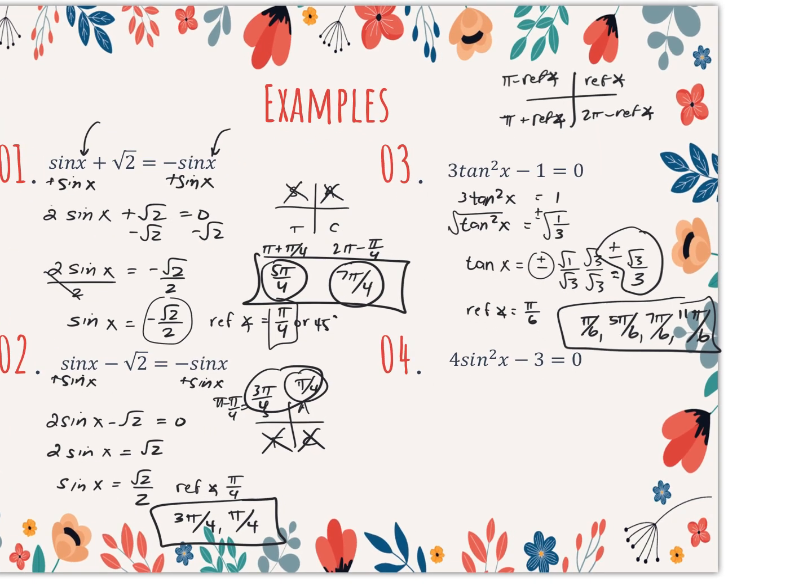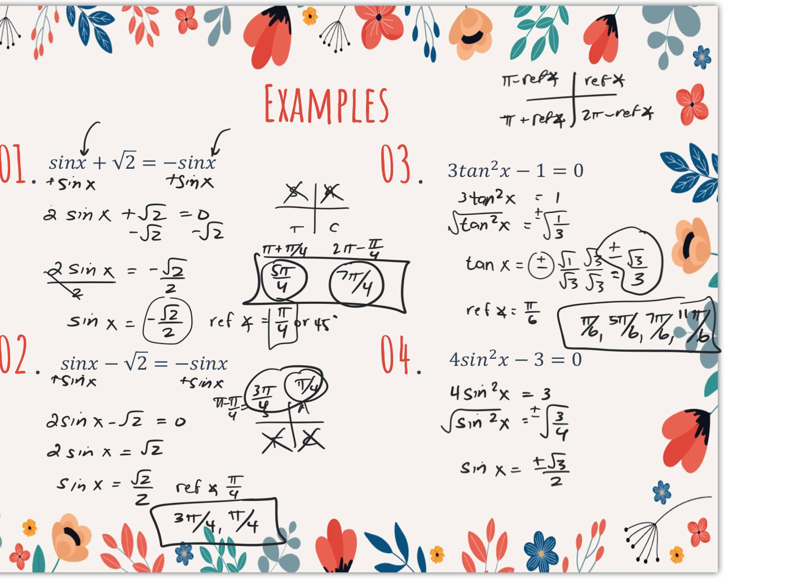And now the last one, same process, 4 sine squared x equals 3. I added 3 to both sides. Then I'm going to divide by 4, so I'm going to get 3/4. Then I'm going to take the positive and negative square root of this, which is going to leave me with sine of x equals plus or minus radical 3 over 2.